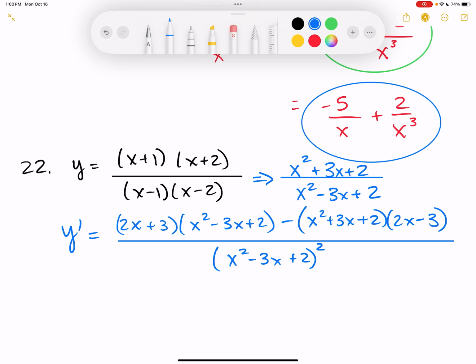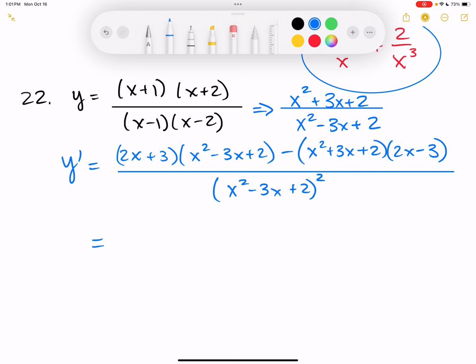This is one of those problems where I would be inclined to work on the top and then put it back over the bottom, but for the sake of doing examples, I'm going to write it over the bottom every time. When you do your homework, if you want to just work with the top, get that all simplified, and then put it over the bottom, that's fine too.